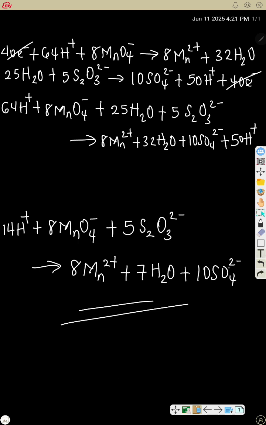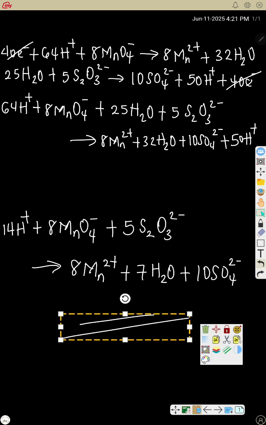So check the oxygen here too. This is 7 oxygen plus 10 times 4, 40. So 7 plus 40, 47. So check the sulfur. 5 times 2, 10. Yeah, we have 10 sulfur too. So that means the atoms are balanced. Confirm the charge.